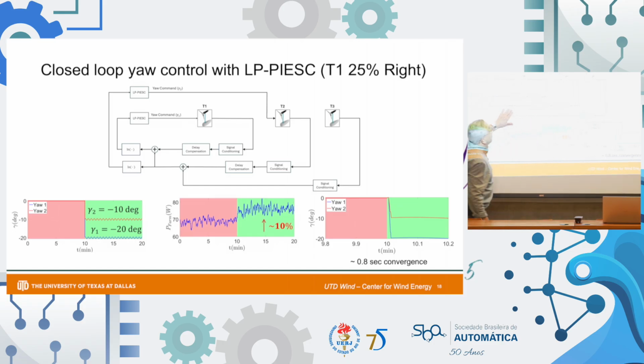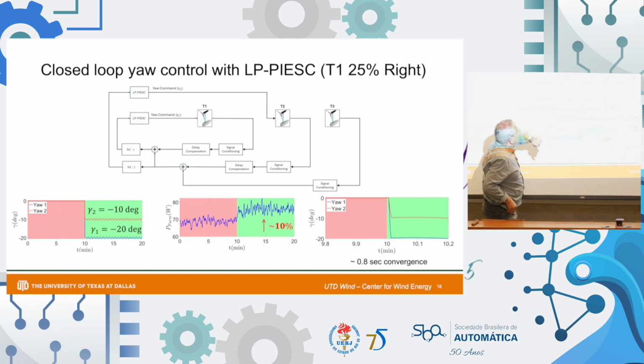I'm explaining this incorrectly. So power comes from that side. We take power, we do signal conditioning on the power for T1, T2, and T3, and those signals are added to drive the LPPISC. The one for T1 is driven by all 3 turbines. The one for T2 is driven by 2 and 3 only. Forget T1.